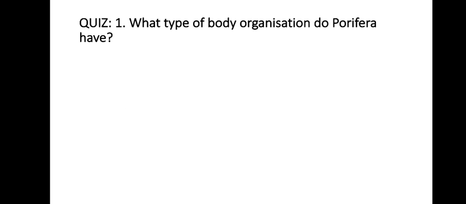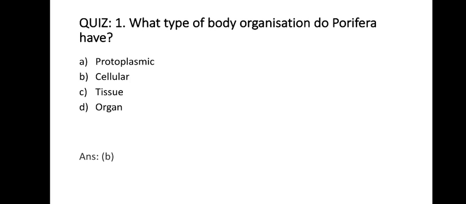Now let's see how much you have understood. First question is, what type of body organization do Porifera have? I am sure you will be able to answer this question. Protoplasmic, cellular, tissue or organ. I don't have to give you the answer, but still the answer is B. Yes, you are right. It is cellular grade of organization.